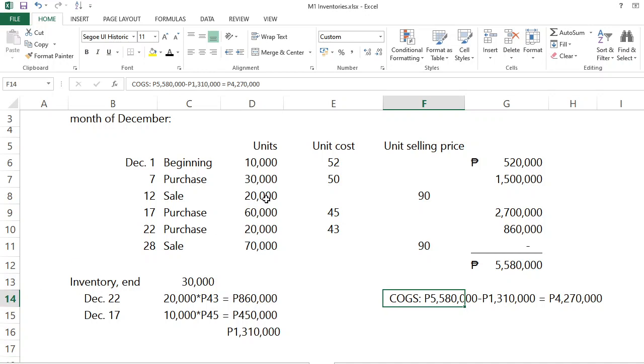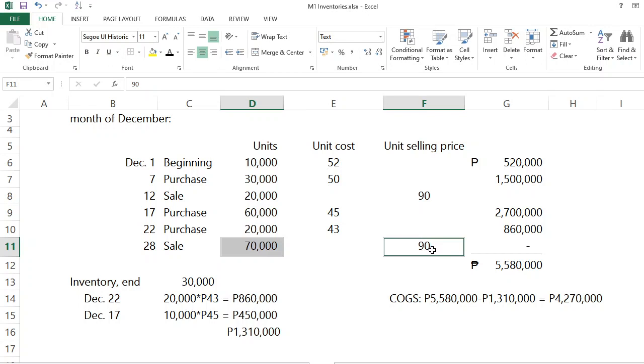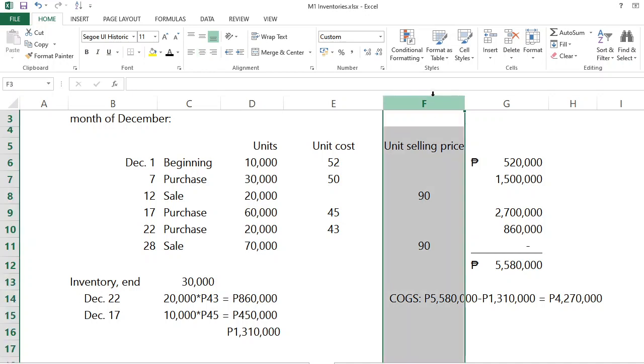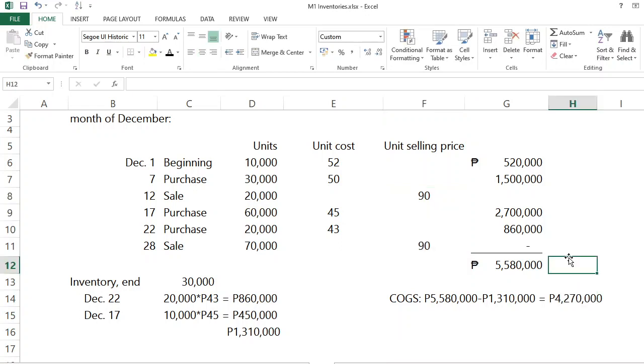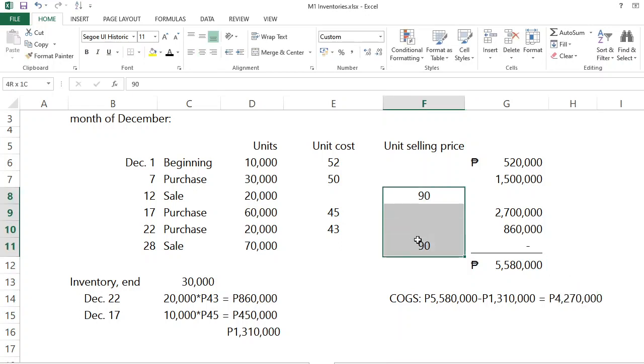Ma'am, ingani among gibuhat kay nabaligya man 20,000 times 90 tapos 70,000 times 90. Mao na among cost of sale. Aha. Are you sure? Ang kanang 90 is not the unit cost pero mao na imong presyo sa imong pagbaligya. Atong gina-compute diri ang cost sa nabaligya. Dili kay ang dili imuhang net sales. Okay?